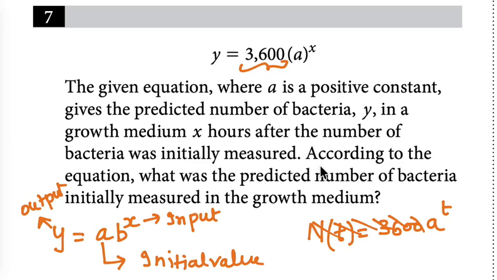Okay, let's see what is being asked. According to the equation, what is the predicted number of bacteria initially measured? So that means what was the initial value? 3600. So this question is only about how you interpret the equation, and do you know the meaning of every single term or factor or variable, whatever is given there? If you know that, then this question is just checking your knowledge of that. So the initial value is 3600, right?